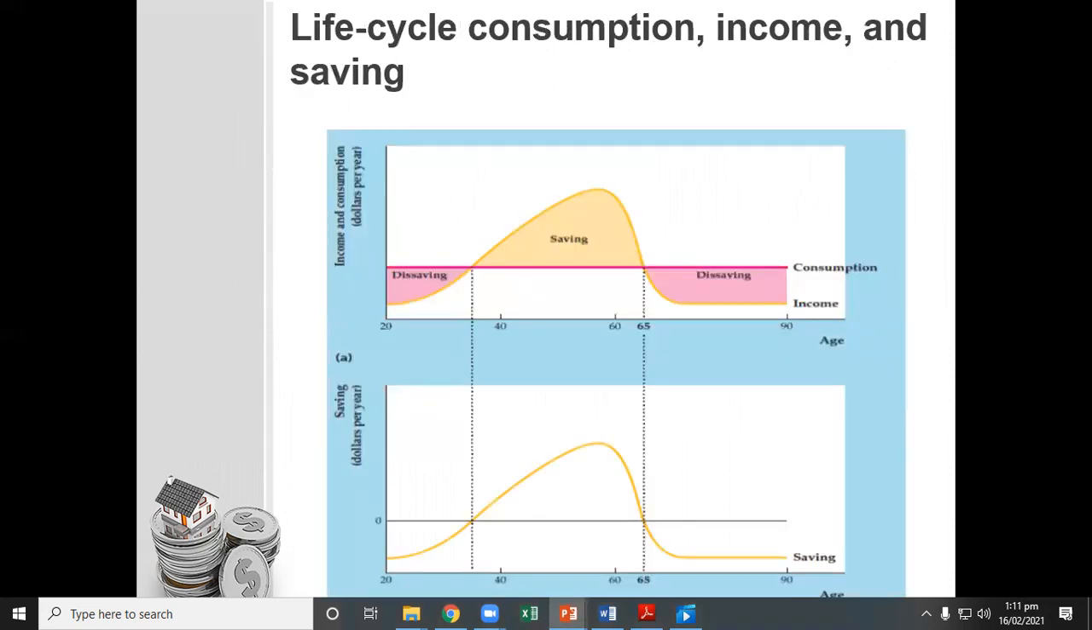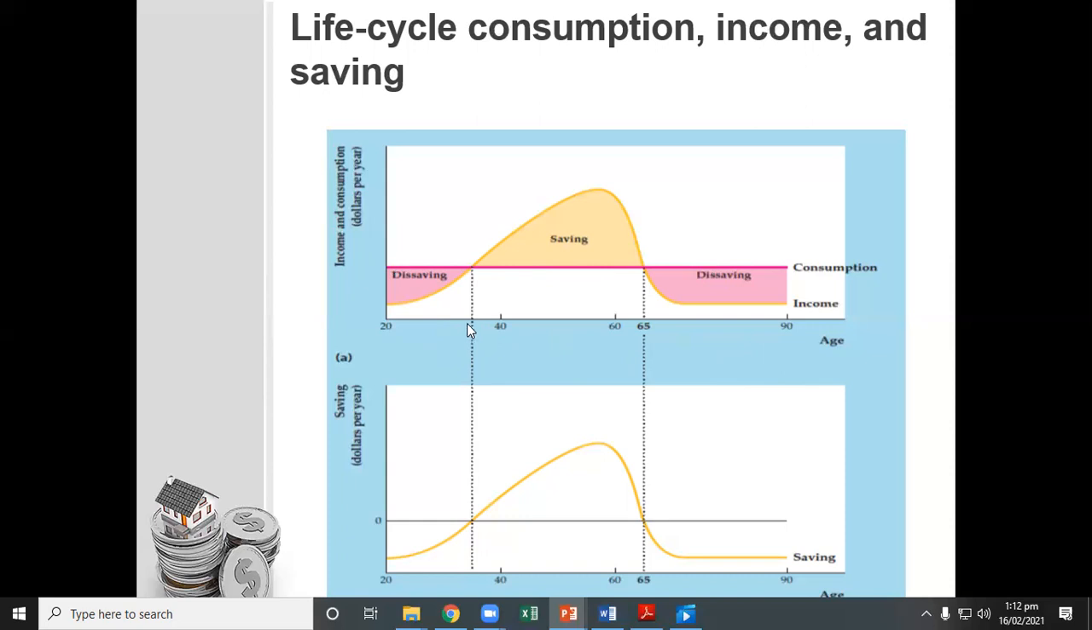This is the life cycle consumption, income, and saving theory graph, where you can see in panel A, income and consumption are plotted against age. Income typically rises gradually throughout most of a person's working life and peaks shortly before retirement. The desire for a smooth pattern of consumption means that consumption varies less than income over the life cycle. Consumption here is constant.